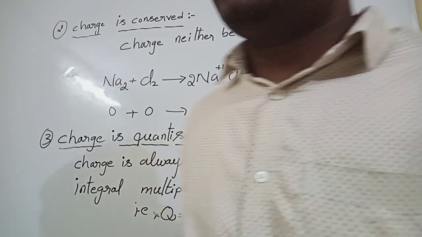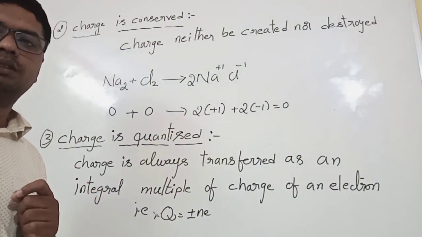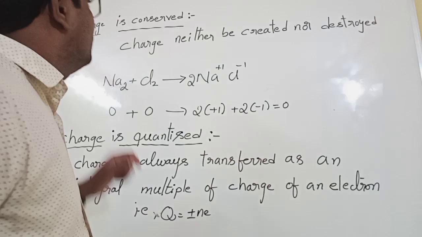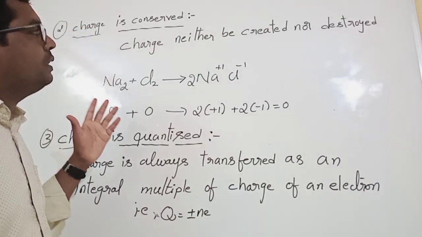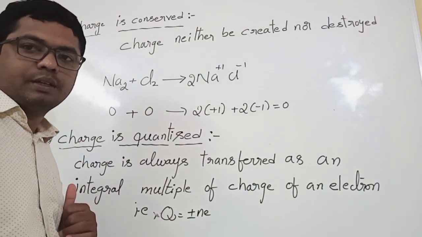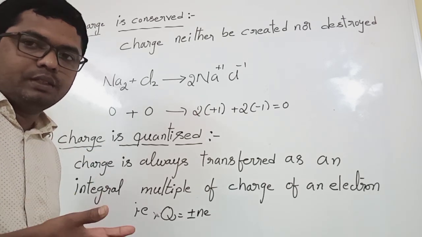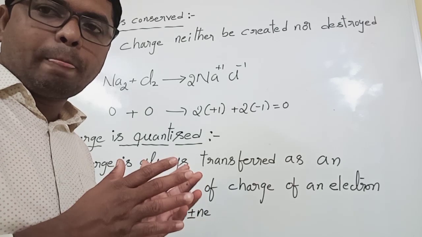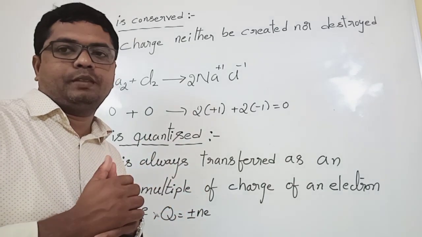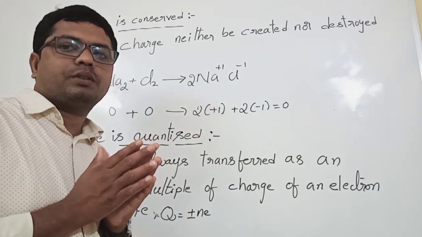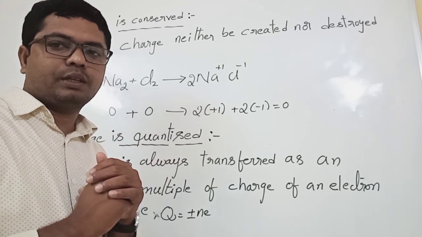The next property of charge is that it is conserved. Conserved in the sense that charge can neither be created nor destroyed. That means you can't create charge, and at the same time you can't destroy charge. To understand this, I am using chemistry to explain.